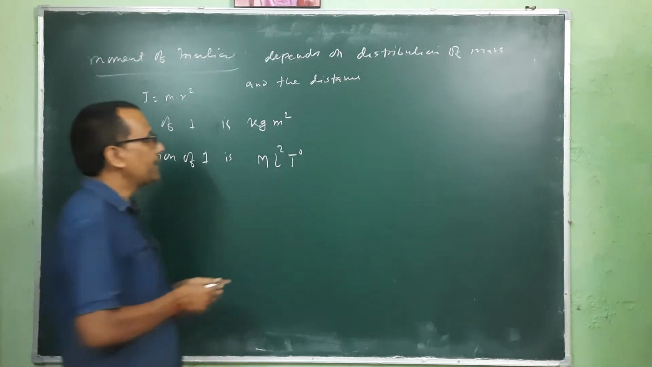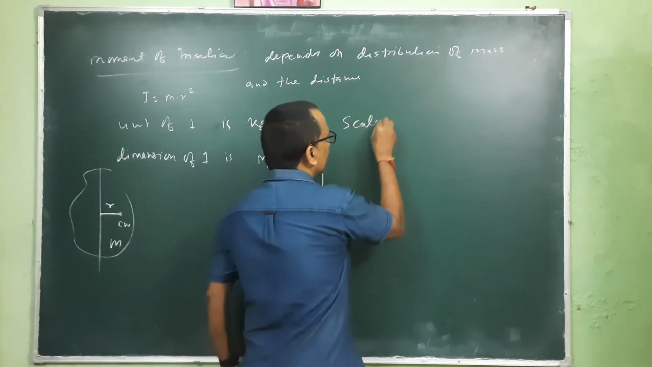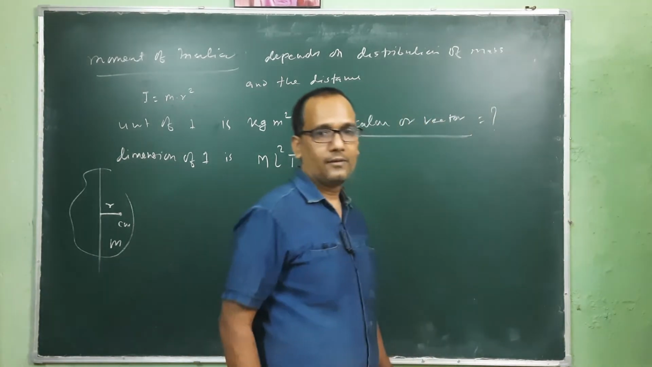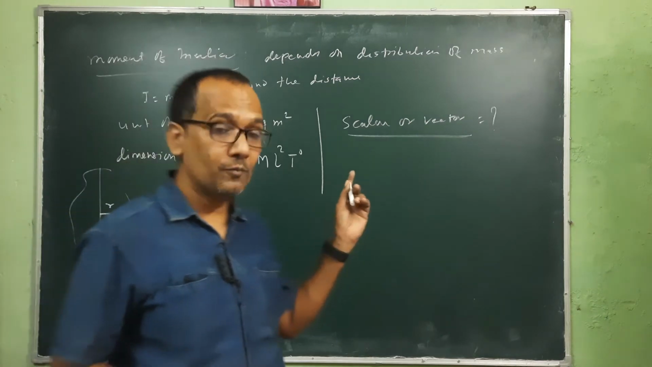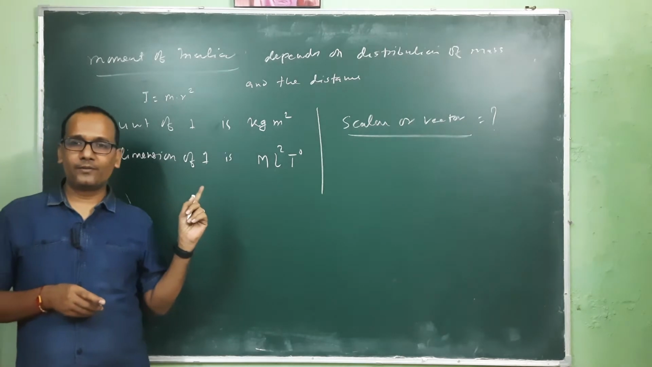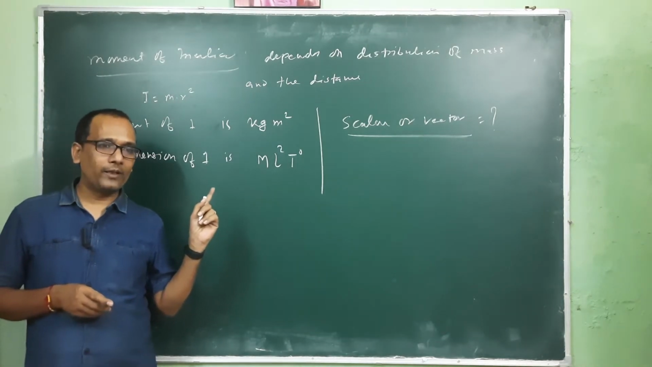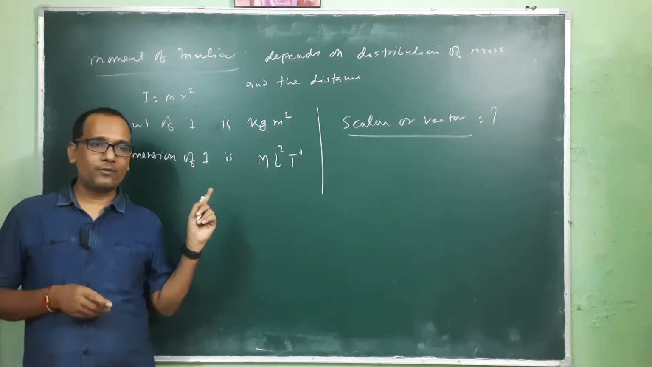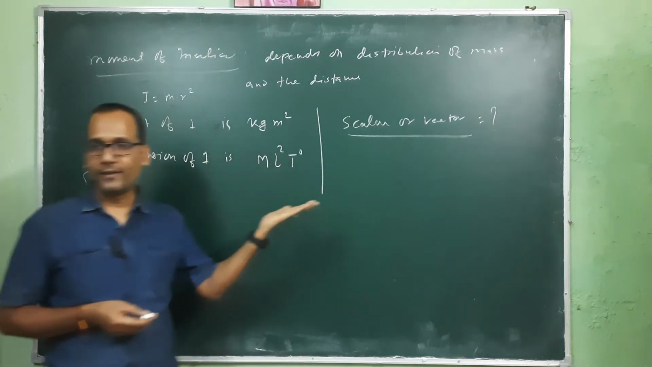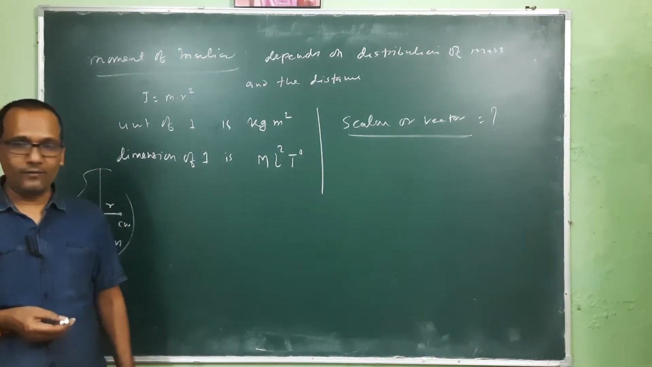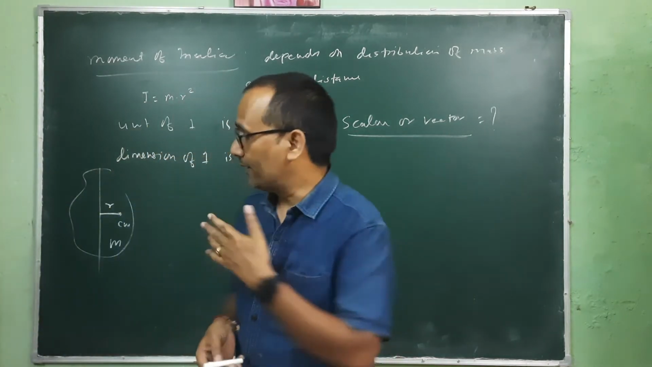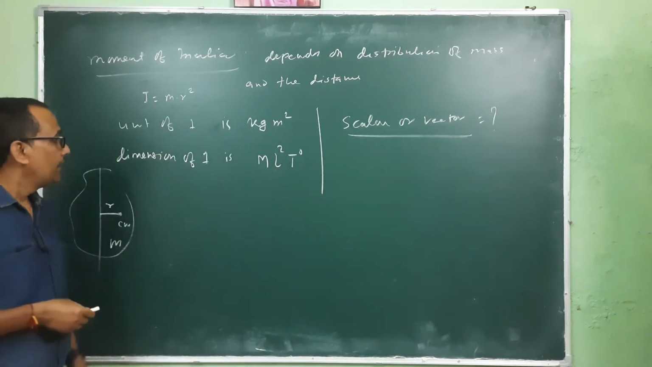And is this physical quantity a scalar or a vector? This is one wonderful question: is moment of inertia a scalar or a vector? We will discuss it in the next lecture, after using some theorems. Sometimes in some books, some students just give the answer that it is scalar, and some say that it is a vector. But what is it? We will discuss it in coming lectures, and we will prove why it is scalar or why it is vector.